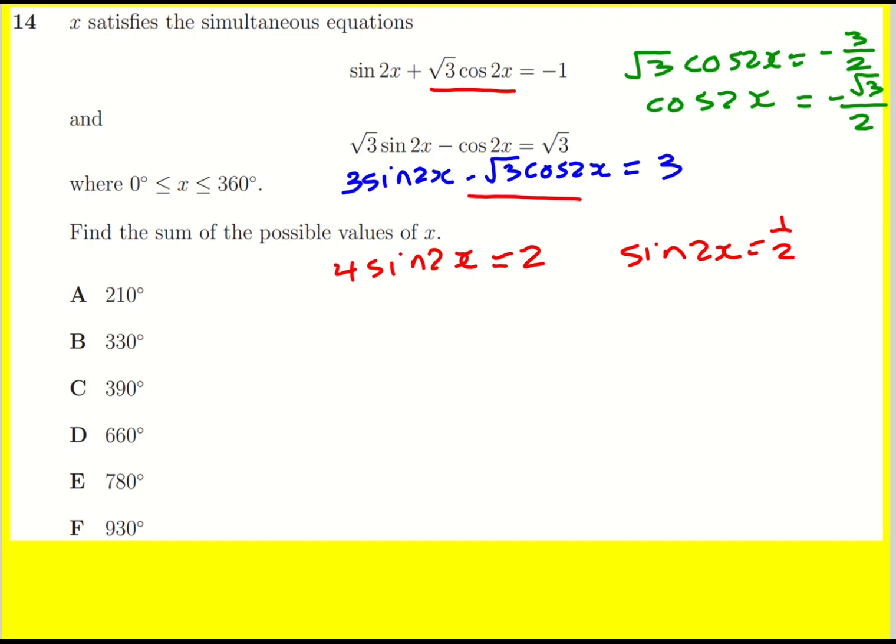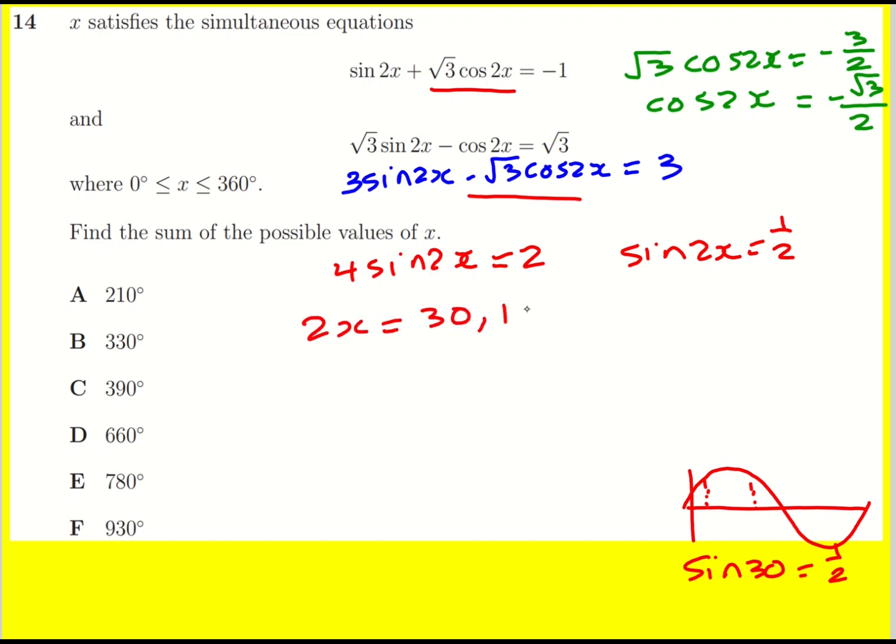So let's first of all look at the sine 2x equals a half. I think that's easier to solve. Now sine 30 is a half. That's one that we get. Let me draw out the sine graph. And then I could do 180 minus that to give me 150. So 2x could equal 30 or 150.